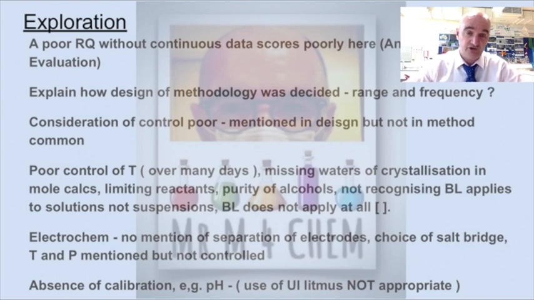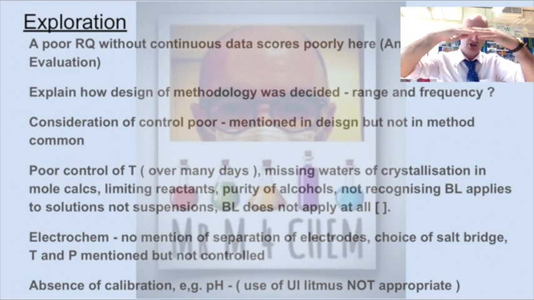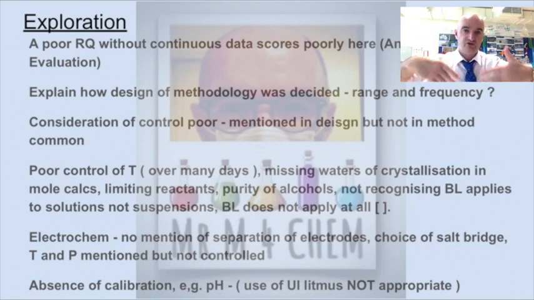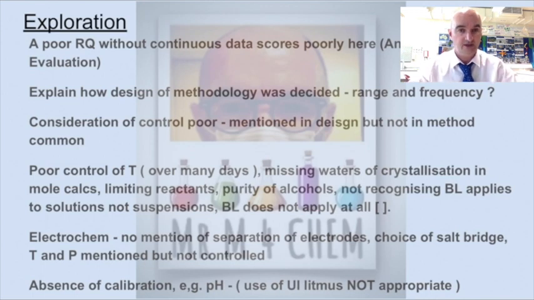Electrochemistry, the controls should be, if you're looking at the effect of concentration on the EMF, you should be looking at separation of the electrodes, how you chose the salt bridge, what's it made of, it's potassium nitrate, what is it? You might mention temperature and pressure as control variables, but if it's not in the exploration method, then you're not going to get the top marks. Okay, so it all needs to link together, all needs to mesh at the various phases as you elucidate and curate your internal assessments.